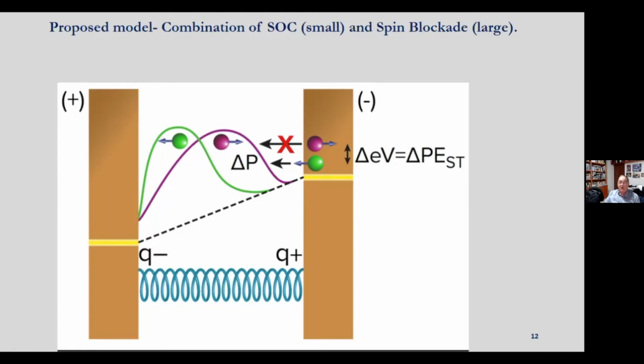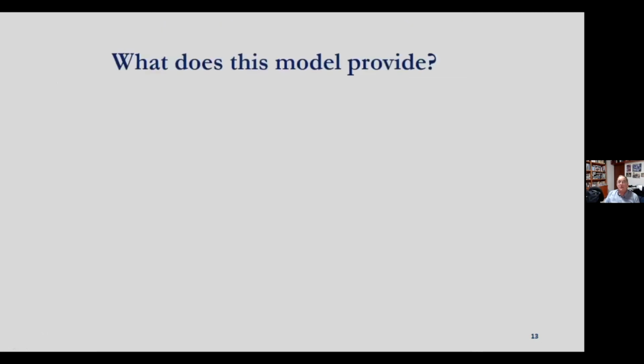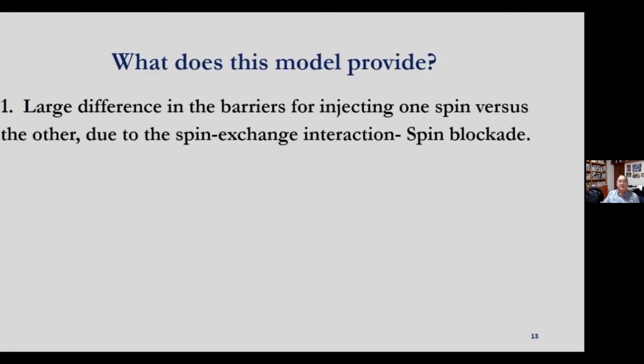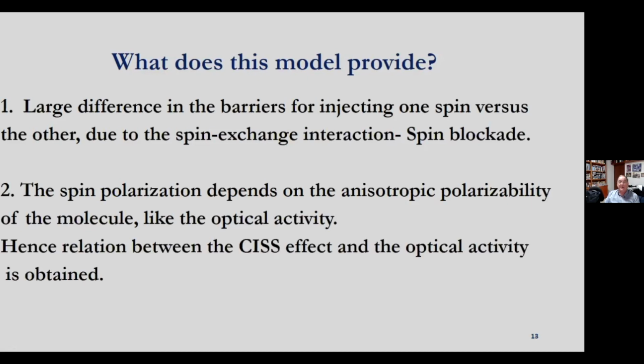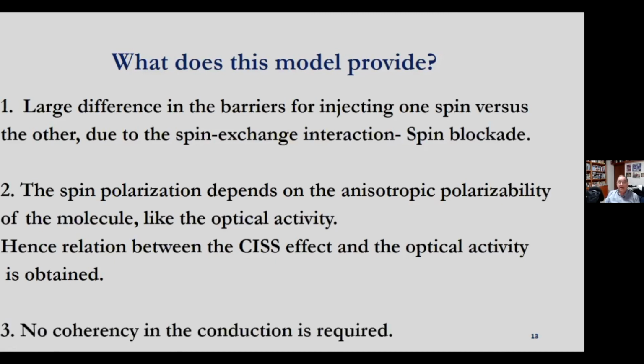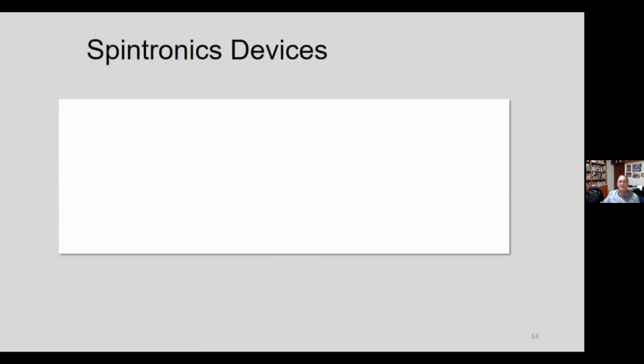If you want to read more about it, there is a feature article in the Journal of Physical Chemistry Letters that we published not too long ago. So what does this model provide? First of all, we get a large difference in barrier for injecting one spin versus the other due to the spin exchange interaction, namely spin blockade. The spin polarization depends on the anisotropic polarizability, as I mentioned, like the optical activity, and this provides us the connection between the CISS effect and optical activity. And there is no need for coherency in the conduction, and that's something that was observed by many, that the conduction doesn't have to be coherent in order to obtain the spin polarization.